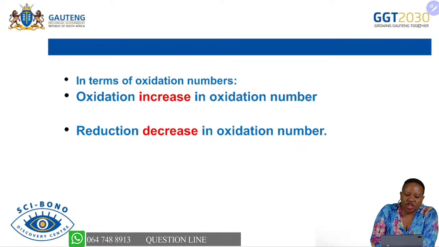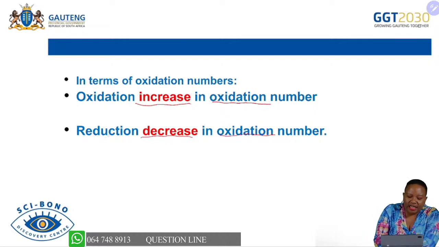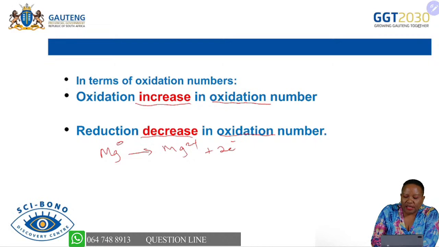And then in terms of oxidation number, when the oxidation number of a species increases, we say that species has undergone oxidation, and when there is a decrease, we say there is a reduction. Just like the example I provided, when magnesium loses 2 electrons and becomes Mg2+, it is moving from 0 to 2+. Therefore, magnesium has undergone oxidation. Remember, magnesium is on the reactant side and the magnesium ion is on the product side.